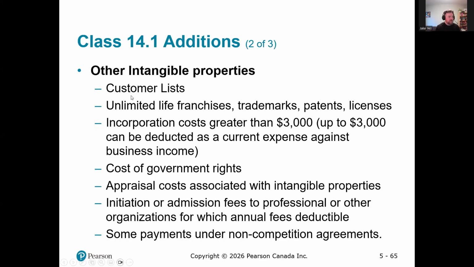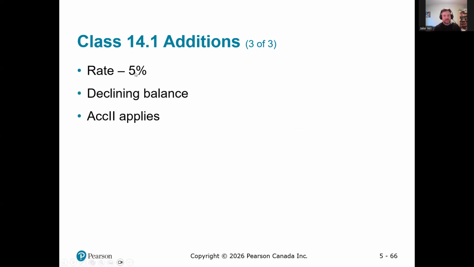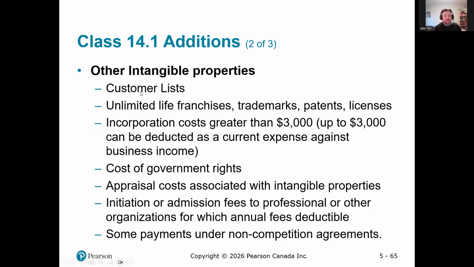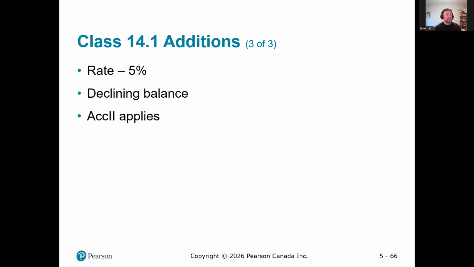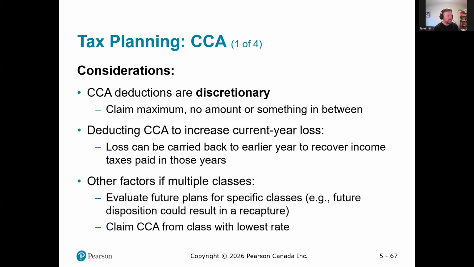Included in this are other intangibles, customer lists, unlimited life franchises, cost of government rights like quotas for farmers, and appraisal costs associated with intangible properties. From an accounting perspective, intangible assets aren't really amortized, but from a tax perspective, they attach a small CCA rate to it, 5%. These things are kind of expected to last forever, so we use a small rate, similar to how we'd amortize a building that's expected to last 80 years.